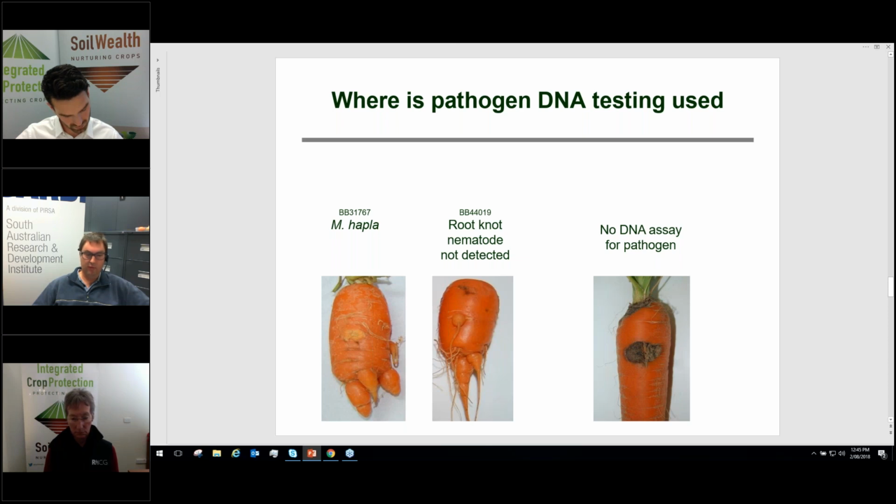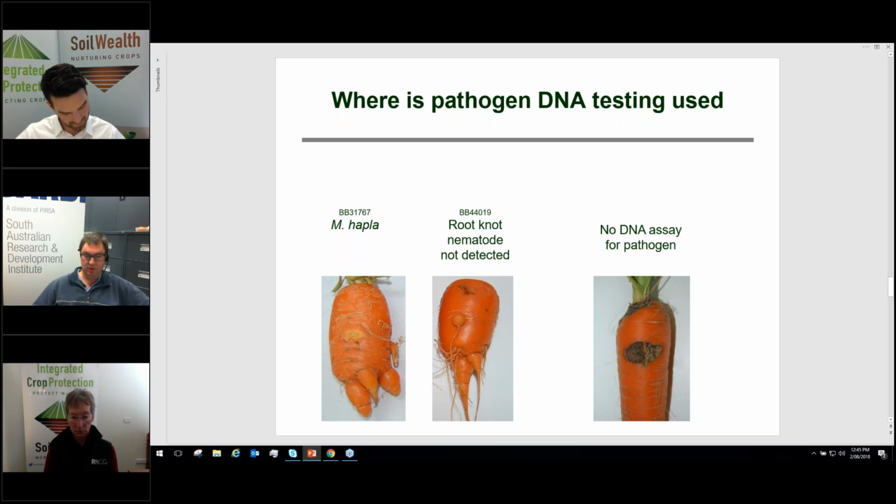So we've got quite a few carrots like that from different places that have been tested, and we normally get Meloidogyne hapla back as a species on those. So that's root-knot nematode. The next one: we've tested those carrots, we've tested many soils in that paddock, pre-plant and post, and we do not detect any root-knot nematodes at all in that paddock, right?